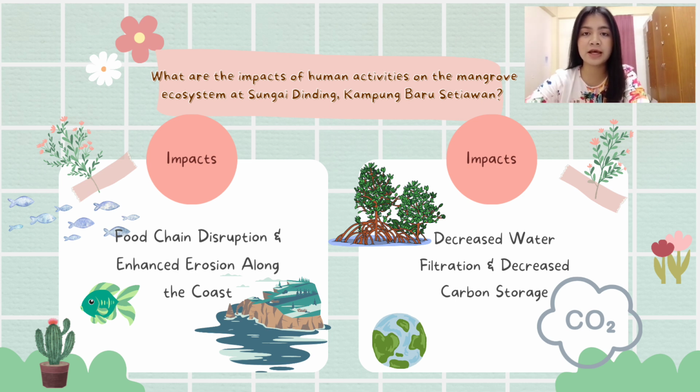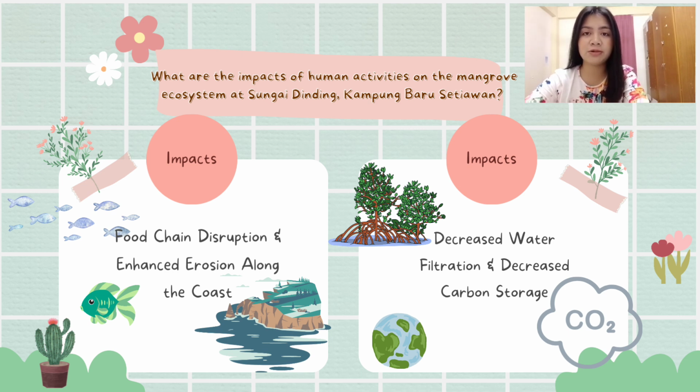Second is enhanced erosion along the coast, in which the roots of mangrove trees serve as an organic barrier, mitigating the impact of waves and tides. Coastlines are more vulnerable to erosion without this protection, endangering infrastructure and uprooting communities.